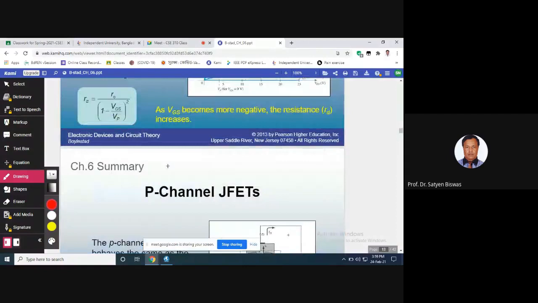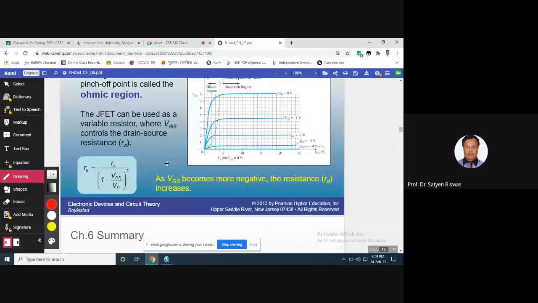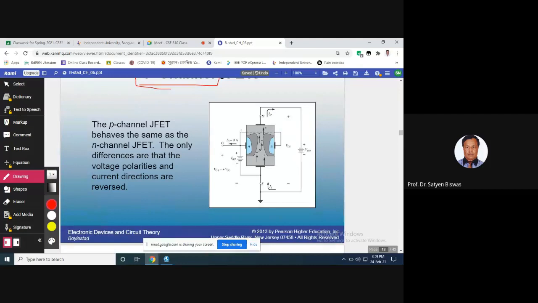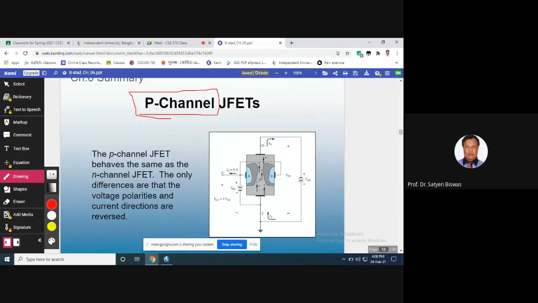So this is the total, right? The operating principle and the characteristic curves for the N-type JFET. And now we can move to the P-type. P channel. P-type means P channel is just the opposite, right? Just opposite. What was the N-type? The body was N-type, right?